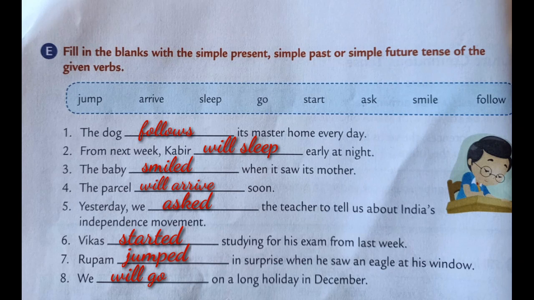Then exercise E. Fill in the blanks with the simple present, simple past or simple future tense of the given verbs. The given verbs are jump, arrive, sleep, go, start, ask, smile, follow. These are the verbs given inside the bracket, children. We have to fill with simple present, simple past or simple future tense of the given verbs. The first one, the dog follows its master home every day. Here we used simple present because we use expressions of time like always, usually, every day and often with the simple present tense.